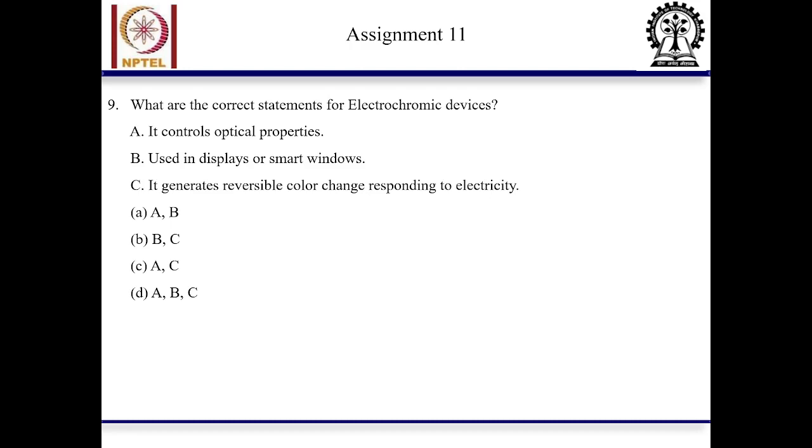Anyone? Yeah. Professor Rama is correct. Option D is correct. So what is the electrochromic device that I will explain? So basically, what are the electrochromic devices?